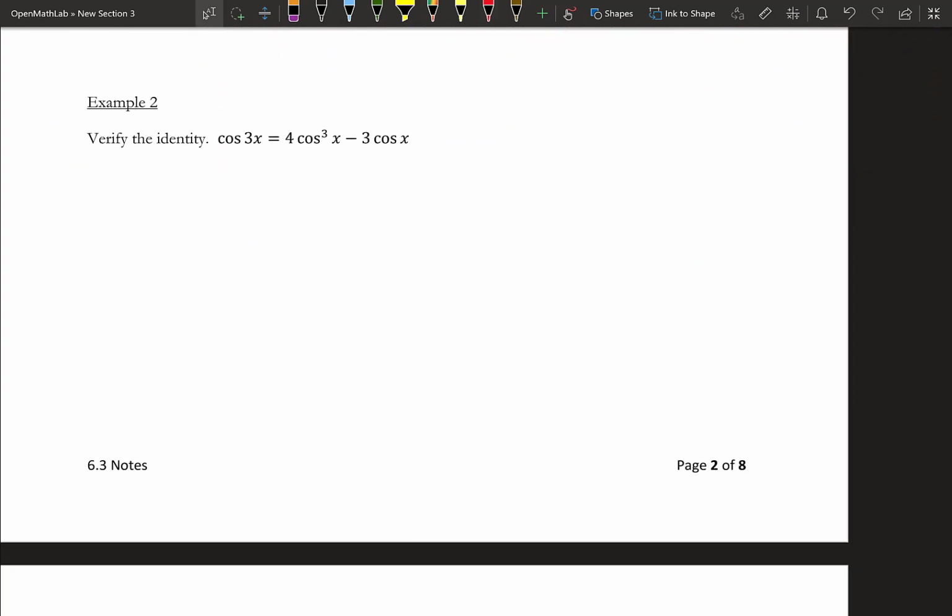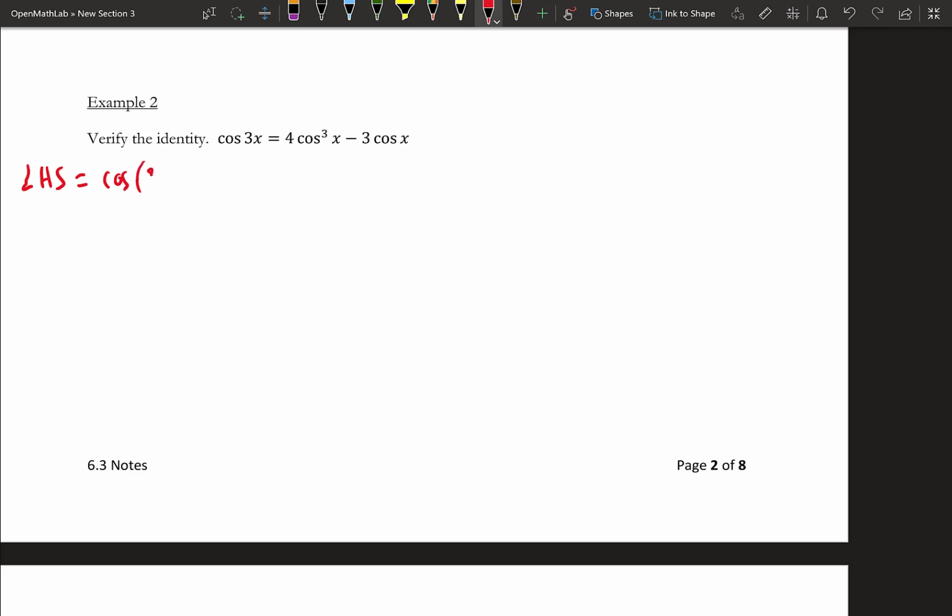So then example 2, we want to verify the following identity. We want to verify cosine of 3x equals 4 cosine cubed x minus 3 cosine of x. Right, so again, the general idea is we want to start with one side and try to come up with the other side, right? So in this case, we don't always have to start with the left-hand side, right? It just happens that the left-hand side seems to be the easiest to work with, typically how it's written, which is going to be the case for us, right?